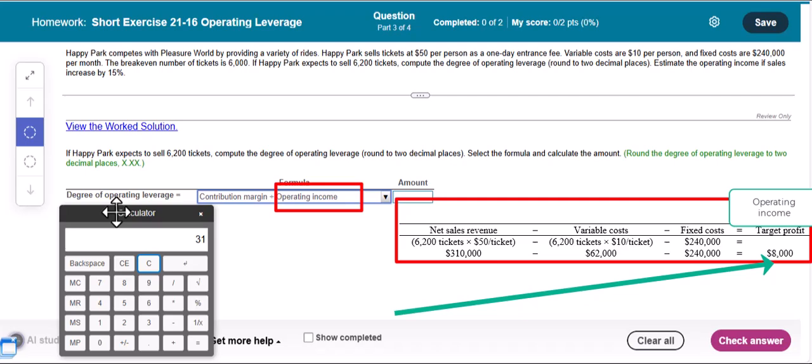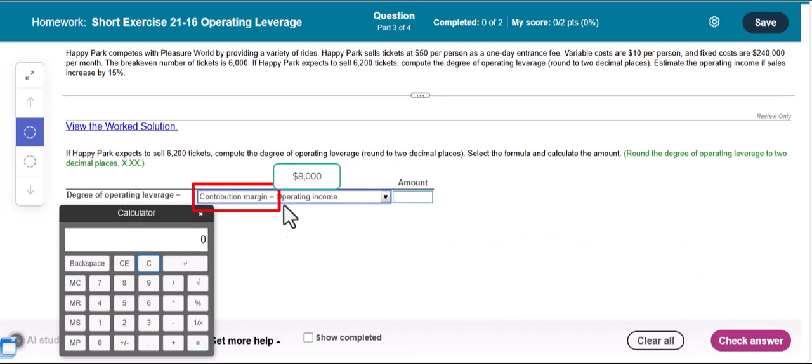To show you here, 310,000, and then we subtract out 62,000, and then also the fixed cost of 240,000. And that will give us, again, operating income of 8,000. So that's just going to be this part of the formula. That's not our answer yet. We still have to calculate contribution margin.